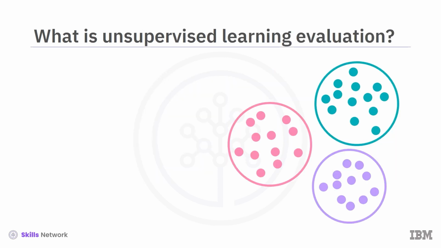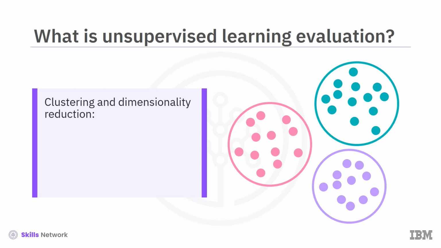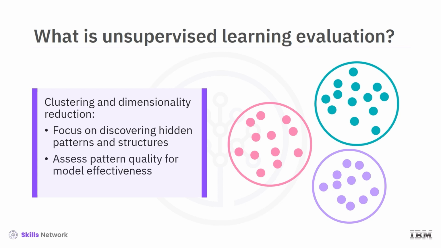Evaluating unsupervised learning models poses unique challenges compared to supervised models, as there are no predefined labels or ground truths for training. Unsupervised techniques, like clustering and dimensionality reduction, aim to discover hidden patterns and structures in data. Therefore, evaluation methods assess the quality of these patterns and how effectively the model groups similar data points.